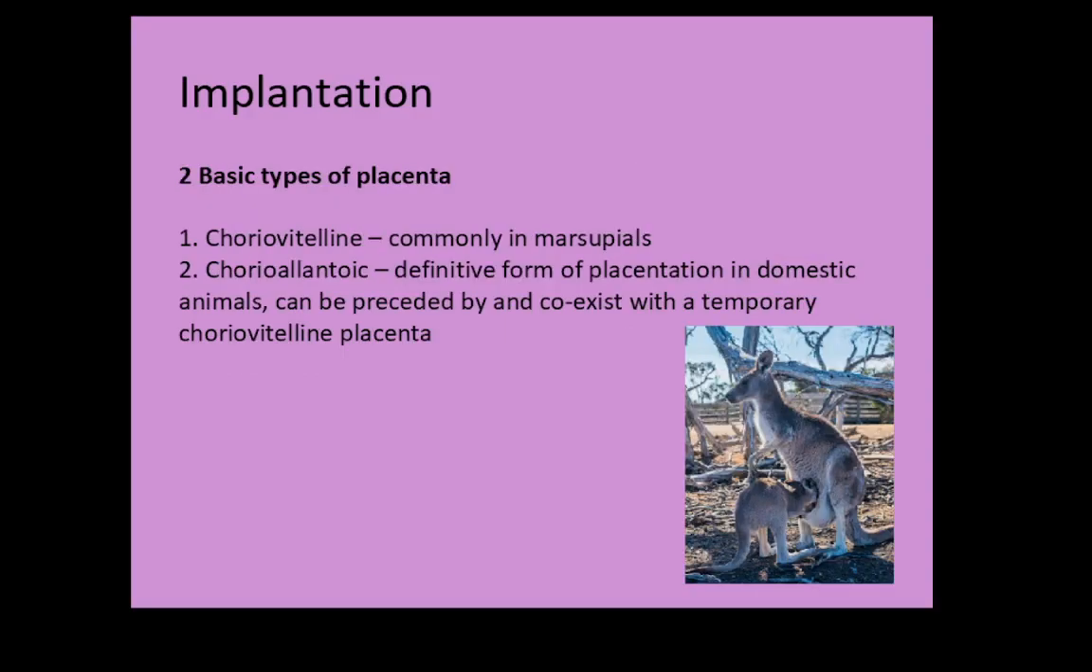As mentioned, the choriovitelline placenta is commonly found in marsupials. The chorioallantoic placenta is the definitive form of placentation which occurs in most domestic animals, and it can also be preceded by and coexist with a temporary choriovitelline placenta.